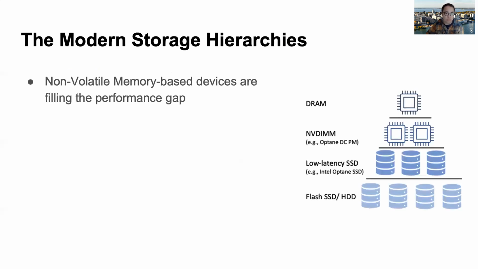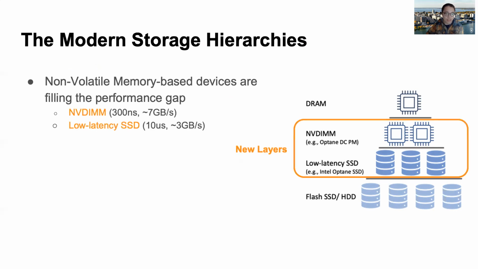Recently, with the development of non-volatile memory techniques such as 3D XPoint memory, we have seen many new high-performance devices filling the performance gap between memory and storage. Excellent examples include byte-addressable NVDIMMs such as Optane DC persistent memory, as well as low-latency SSDs such as Intel Optane SSD. These devices have become new layers in the modern storage hierarchies.